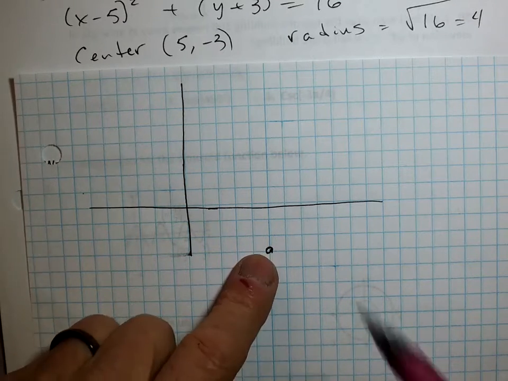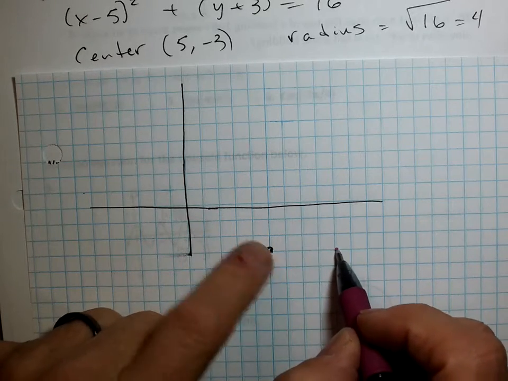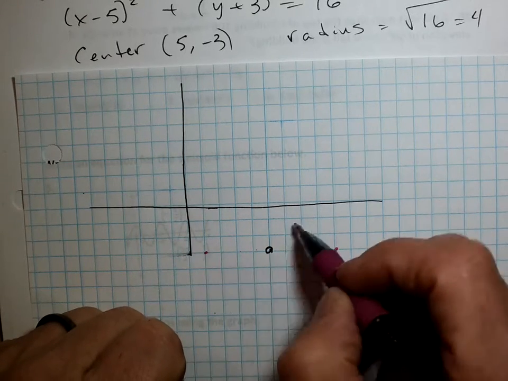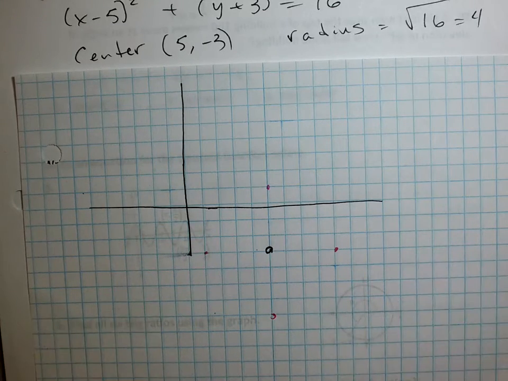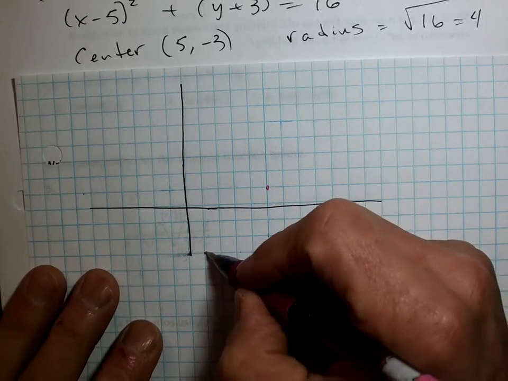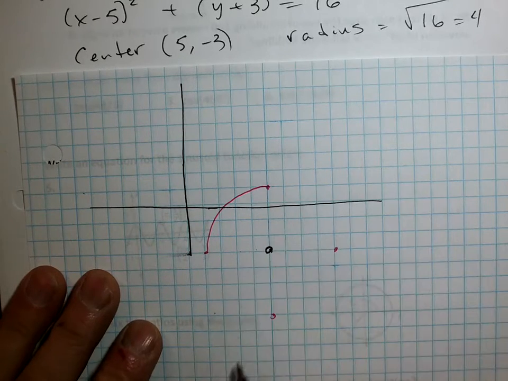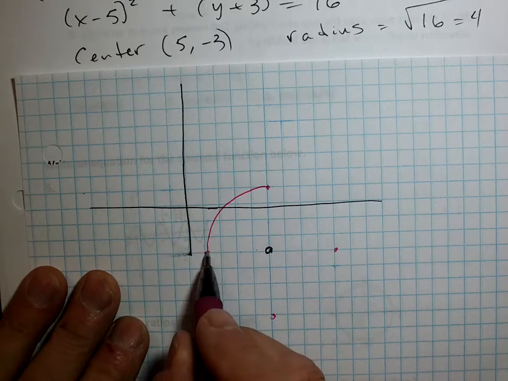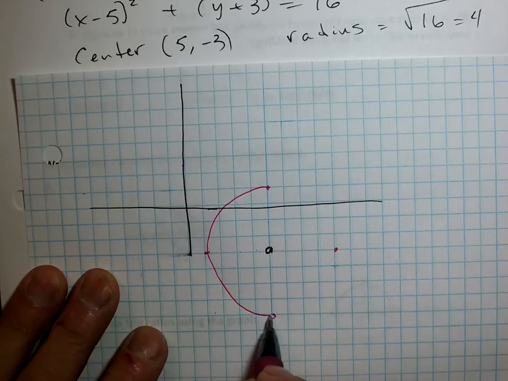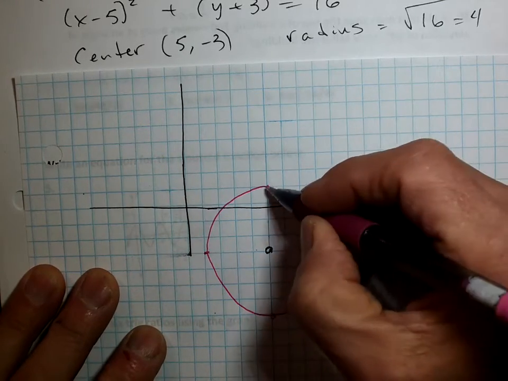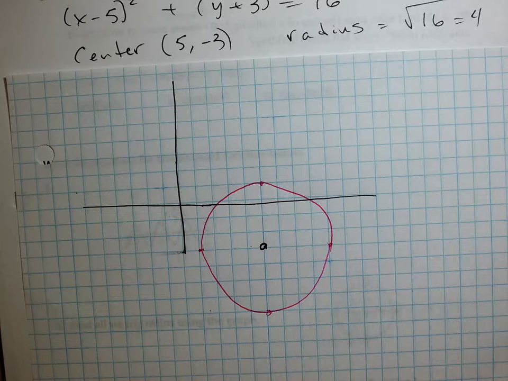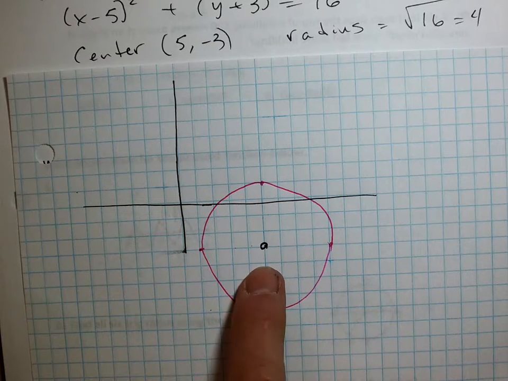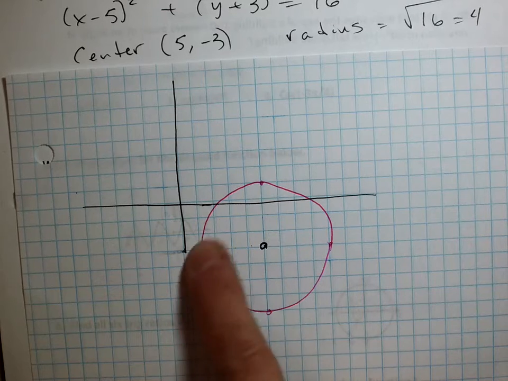So I'm going to go 1, 2, 3, 4, in each direction. With a little luck, it'll look more like a circle than an egg, but it's okay if yours end up looking like potatoes or eggs, because mine won't look perfect either, but there it is. There's my circle. The center is at 5, negative 3, and the radius is 4.